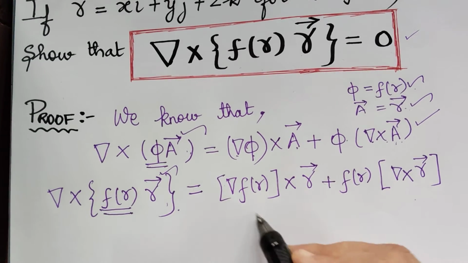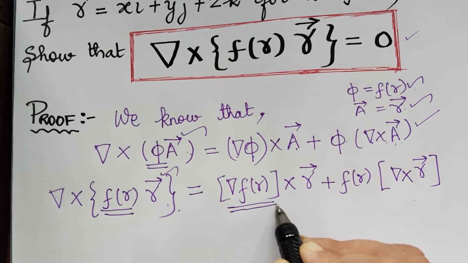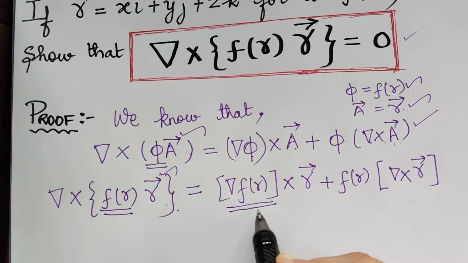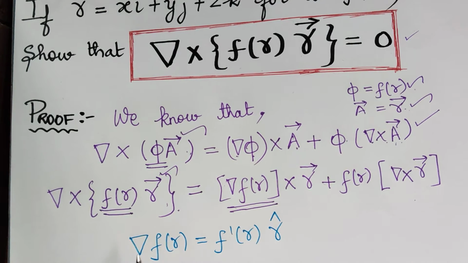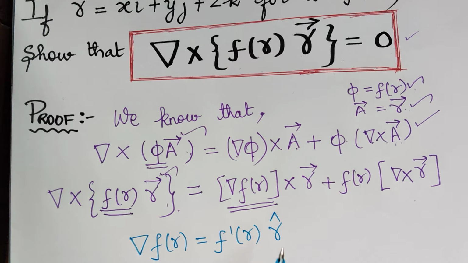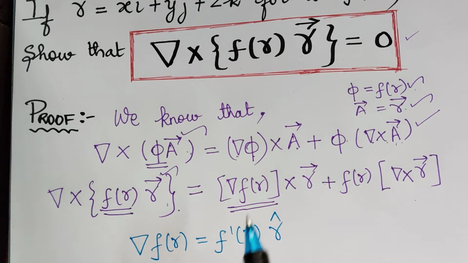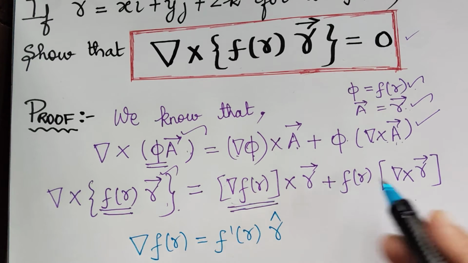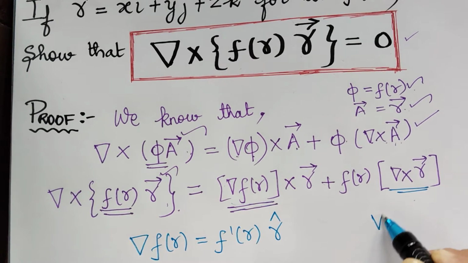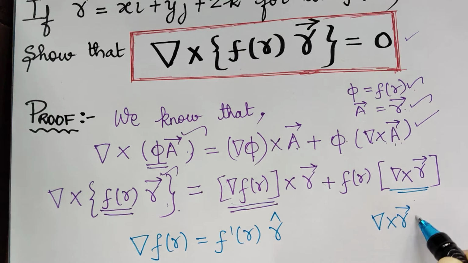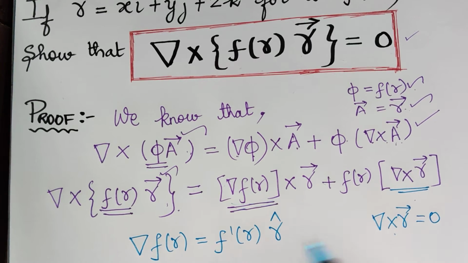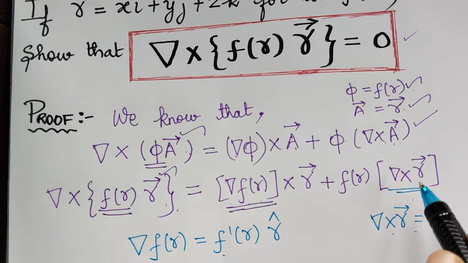Now here we are going to make use of a vector identity which we have learnt previously. That is, we know that nabla f of r is equal to f dash of r multiplied with r cap. So that we are going to substitute here. And also we know that nabla cross r vector is equal to 0. So these two identities we are going to make use of over here.